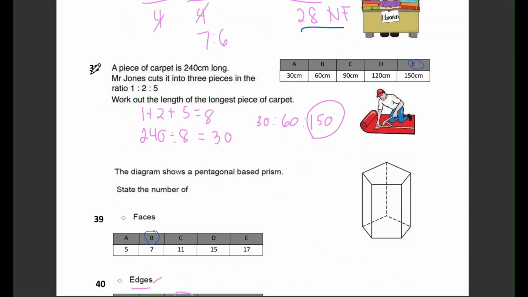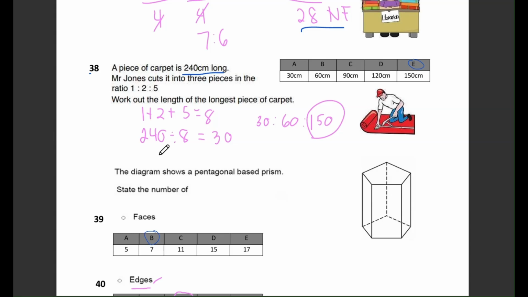Question 38. All right, so we have a piece of carpet, and it's quite long, 240 centimeters in total. Mr. Jones decides to cut this carpet into 3 pieces, but not just any pieces. They have to be in a special ratio, 1 to 2 to 5. That means for every 1 part of the first piece, the second piece will have 2 of those parts, and the third will have 5 parts.